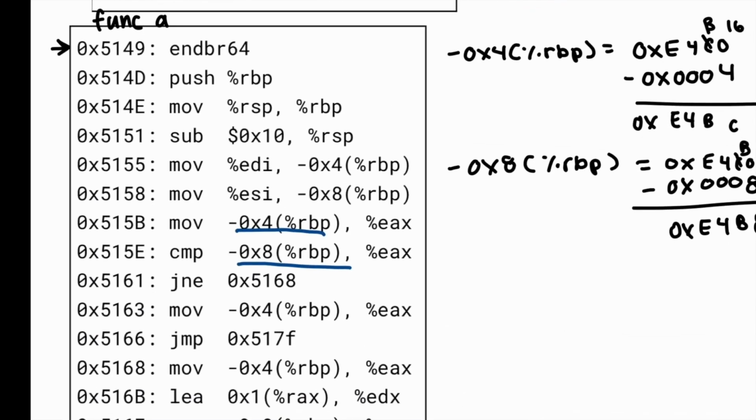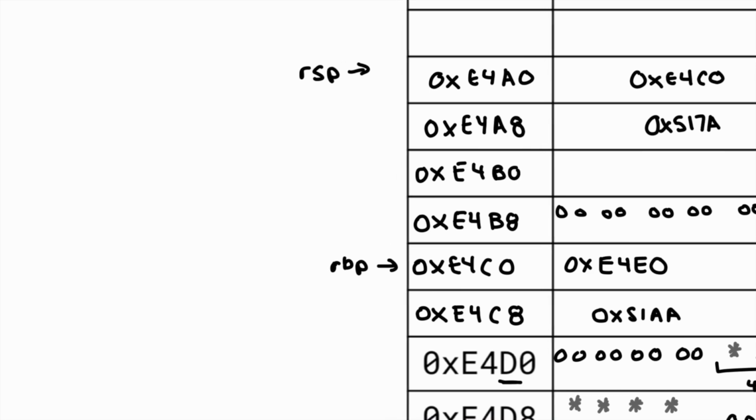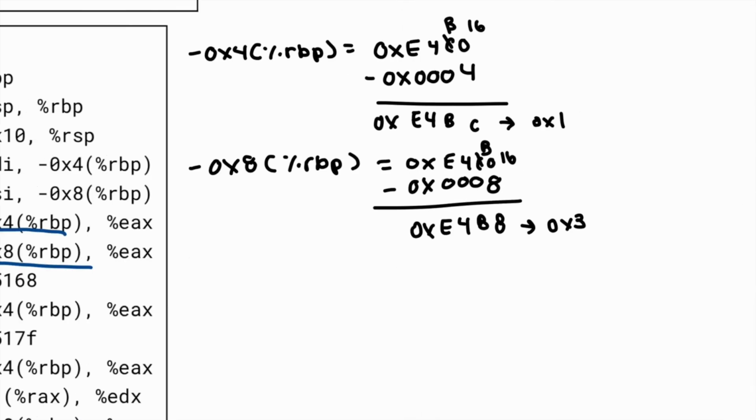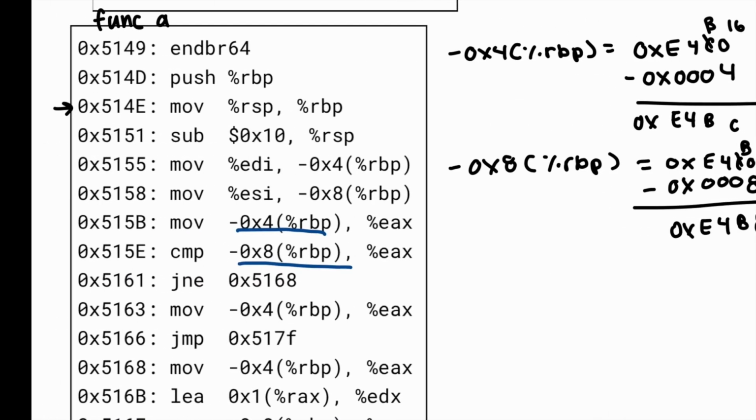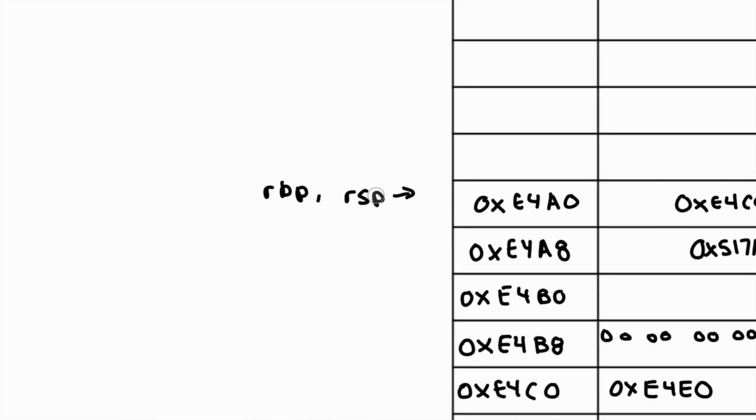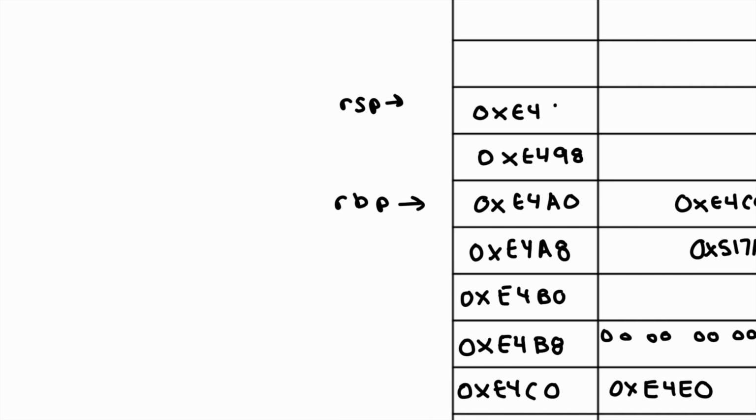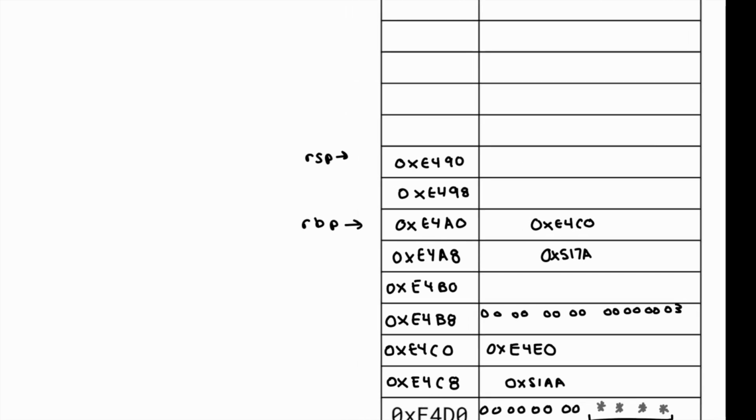Then in our next step, we're moving that address of RSP into RBP. RBP goes up. Then we have to allocate 16 more bytes. That's what 0x10 is equivalent to, 16 bytes. RSP goes up by 16 bytes. So this is what our stack and base pointers are at right now.